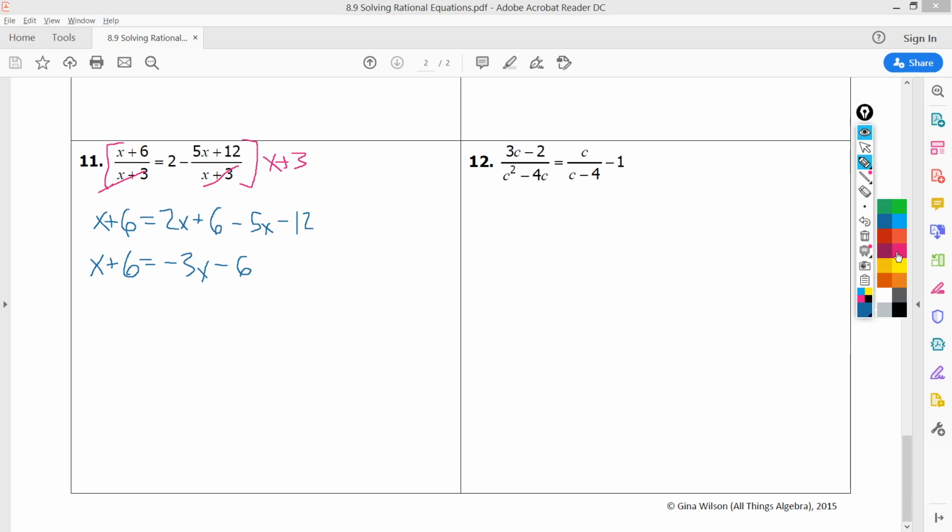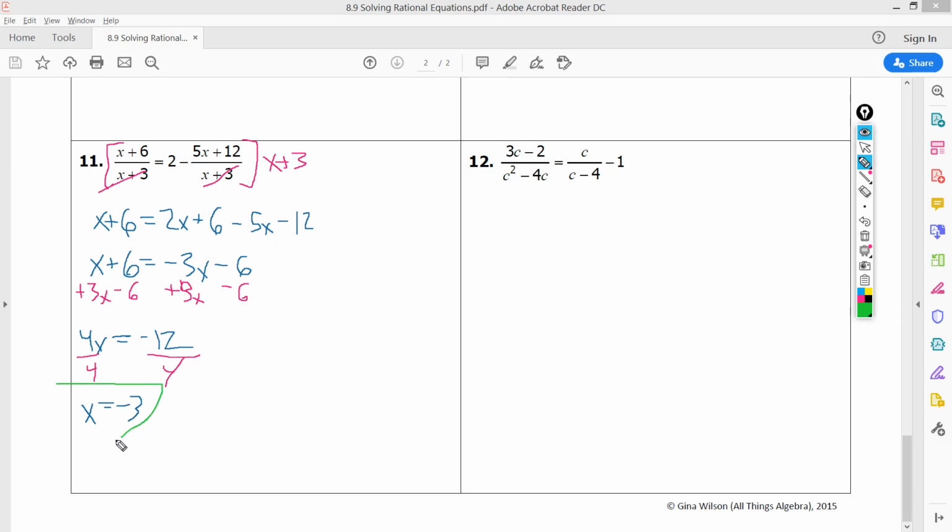So now I'll solve this for 0 by add 3x minus 6. And now what I have is 4x equals negative 12. And I'll divide this by 4. That was a great 4, wasn't it? And I get x equals negative 3. Okay, so there's my answer right there.